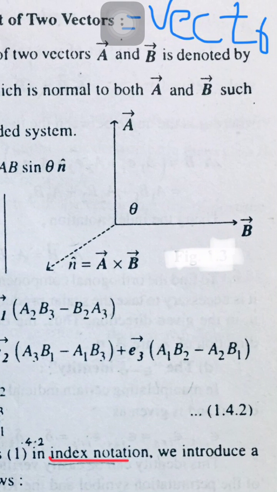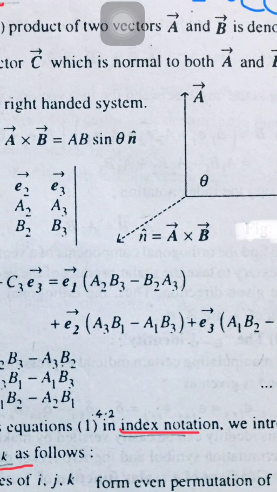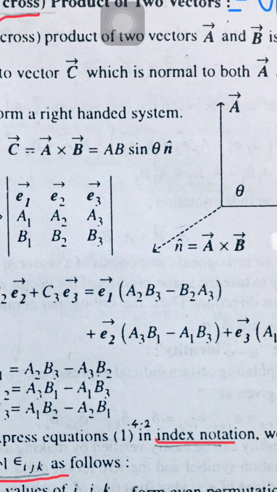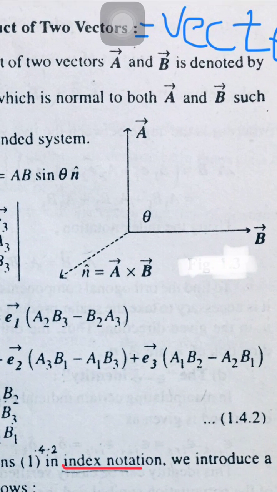This type of frame we get where A and B are two vectors forming a right-handed system. The vector C, after getting A and B, A cross B, forms the right-handed system, and C is normal to both A and B. This is in a two-dimensional plane. Otherwise, this dotted line should be perpendicular to both A and B, so it should be orthonormal.